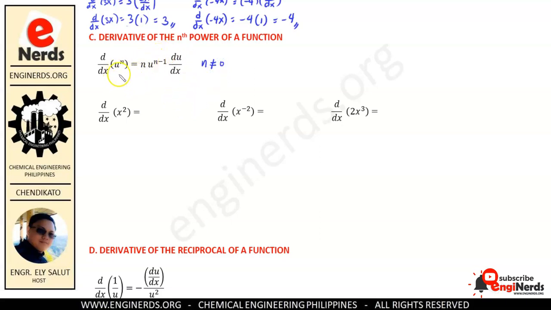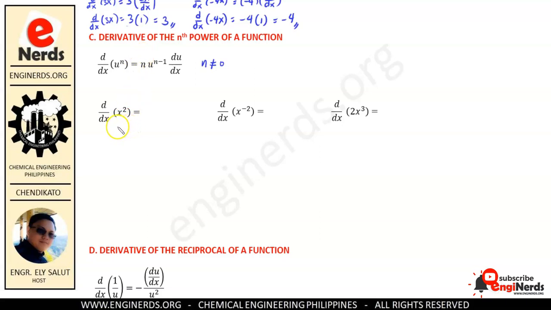So now, in here, yung ating power will be taken down. And then our exponent right here will be subtracted by 1. And that will be the exponent of our base right here. And after that, we will take the derivative of the base of the exponent, no? So, let us do that on this example.